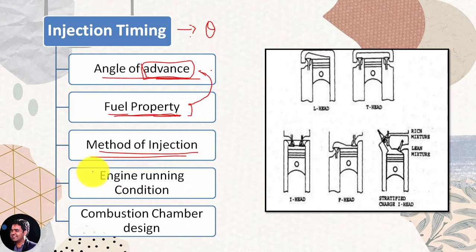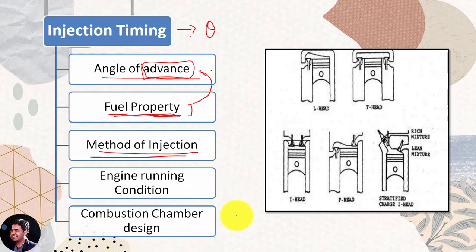Engine running condition, as I said, the vehicles are continuously facing different kinds of conditions, like variable road condition, variable loading condition, variable weather condition. Accordingly, at each and every time, the engine demands fuel. So engine running condition will directly affect the injection timing.